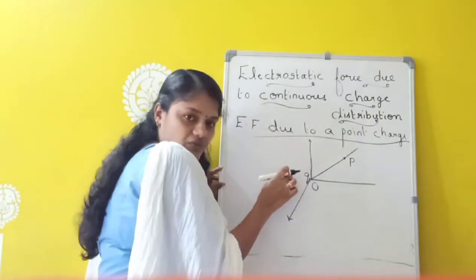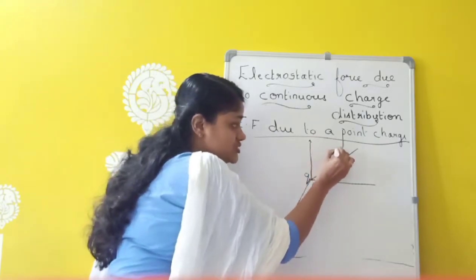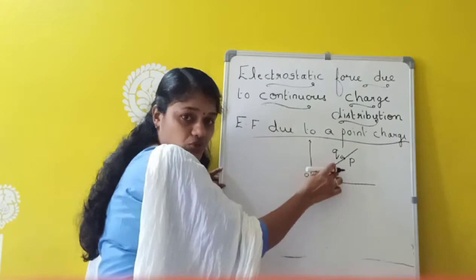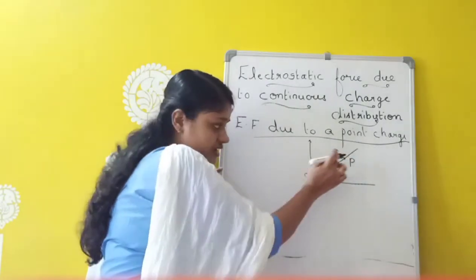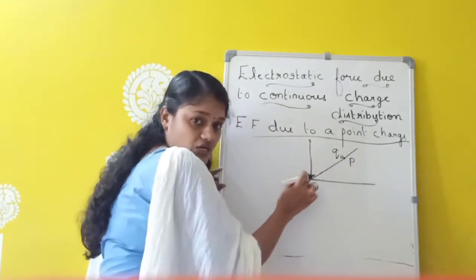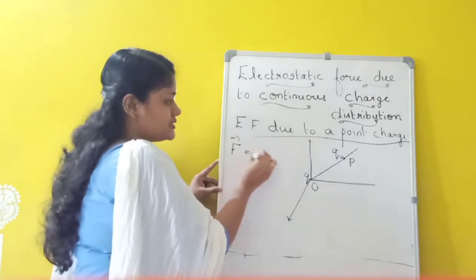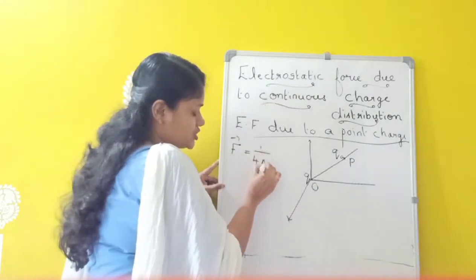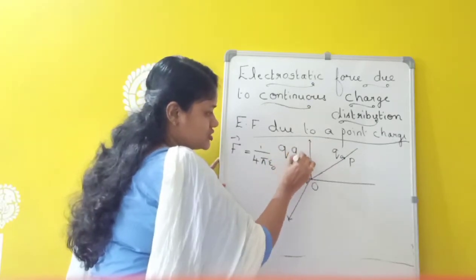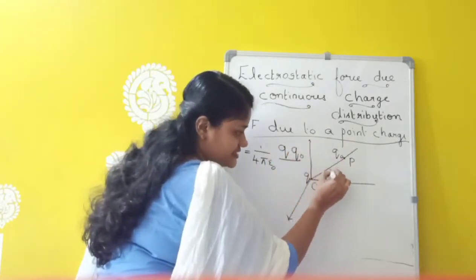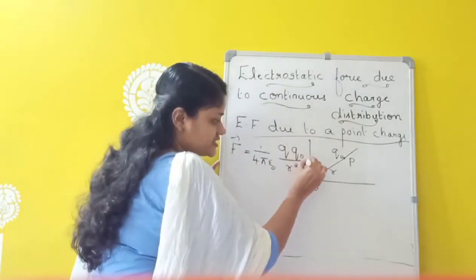For that, we place another unit positive charge Q0 at this point P. Then we know the electrostatic force between these two charges. According to Coulomb's law, what can we write now? Vector F equals 1 by 4 pi epsilon 0 into Q into Q0, divided by, suppose I have taken this distance as R, R square into unit vector R.